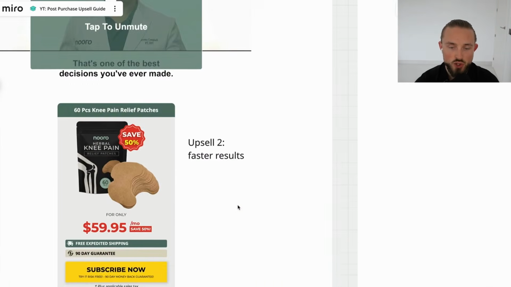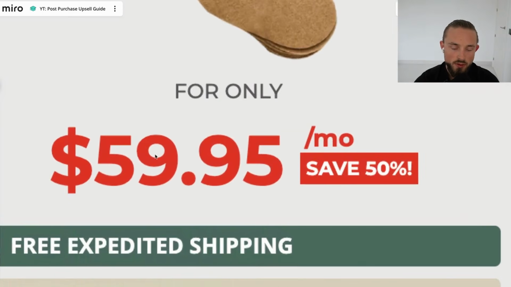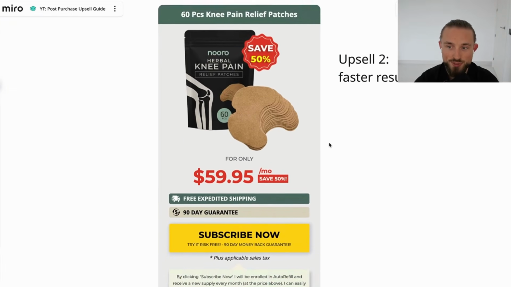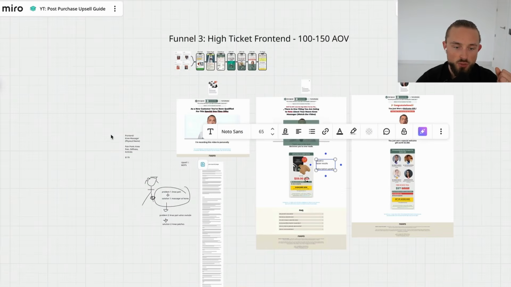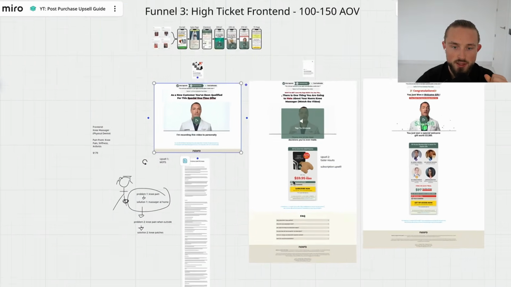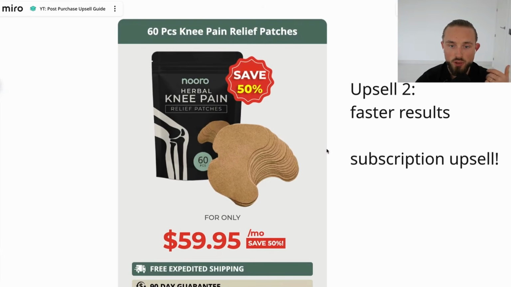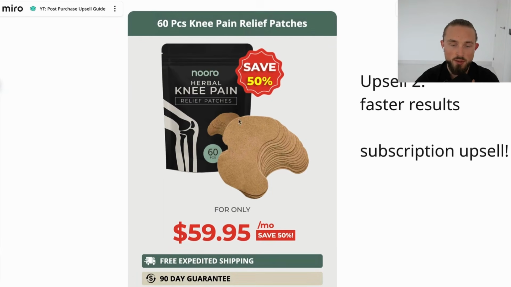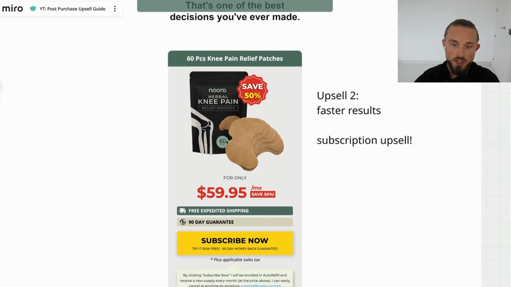Now, here's what's so smart about this and why I love it so much. You can see they upsell you on $60 per month. So this is a subscription upsell, right? Super smart. I love this. So on the front end, you have this physical product. You can then get more of the physical products. But then they already think about customer lifetime value. Now, how do you have a great customer lifetime value with subscriptions? So they upsell you on this knee pain patch relief. So that's upsell number 2.